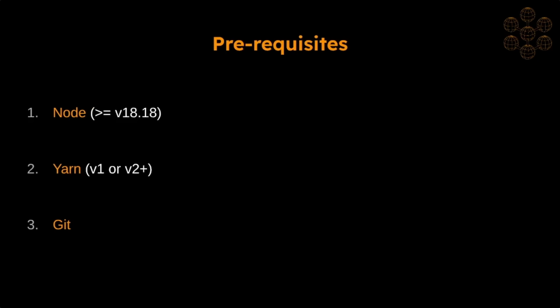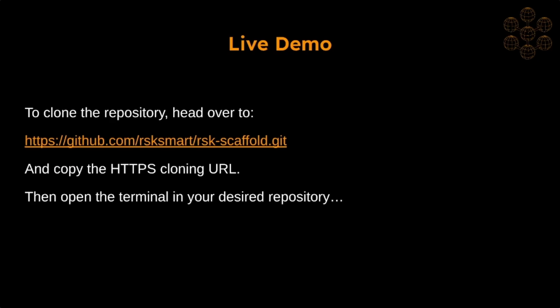So these are a few requirements that you need before building a project with this tutorial. The first is Node version 18 or higher. Second is Yarn version 1, 2 or higher. And the third is Git. So let's start with the tutorial.